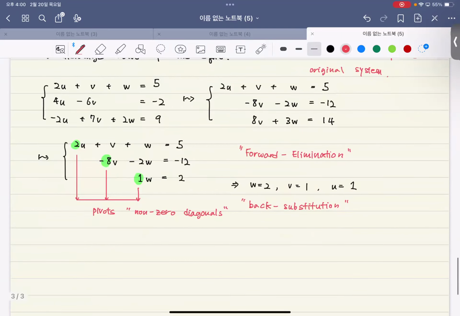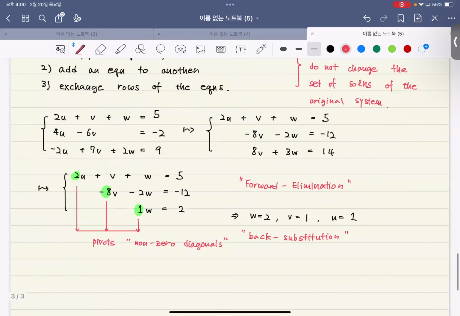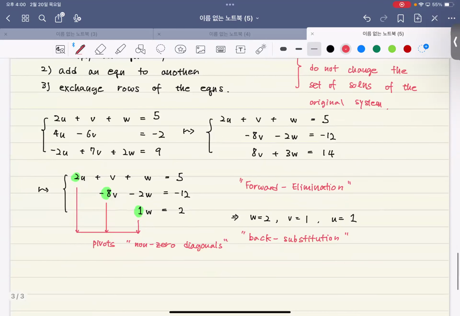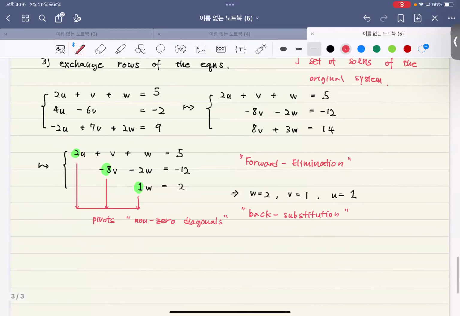Just a little digression. The algorithm of Gaussian elimination consists of, roughly speaking, two steps: the forward elimination and back substitution. Obviously, forward elimination costs more computation power.